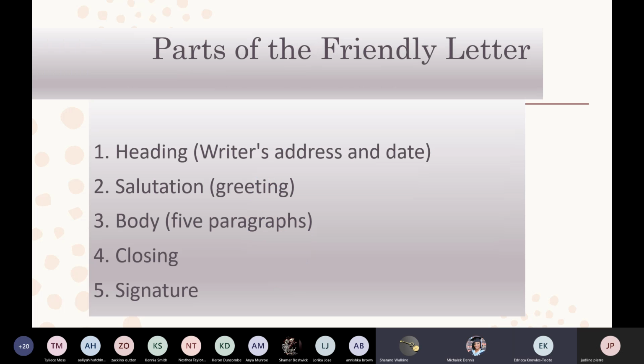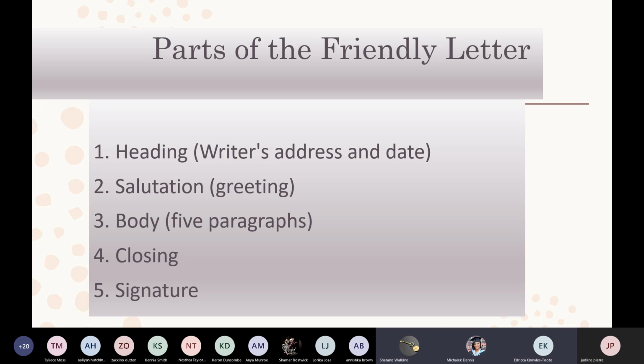Okay. So you guys, let's see if you're correct. We have the heading, which is the writer's address and date. Then we have the salutation, which is the greeting, which you were correct as well. Then you have your body, which is your paragraphs. Then you have your closing, and the final part of a friendly letter would be your signature. So yes, you all were correct.